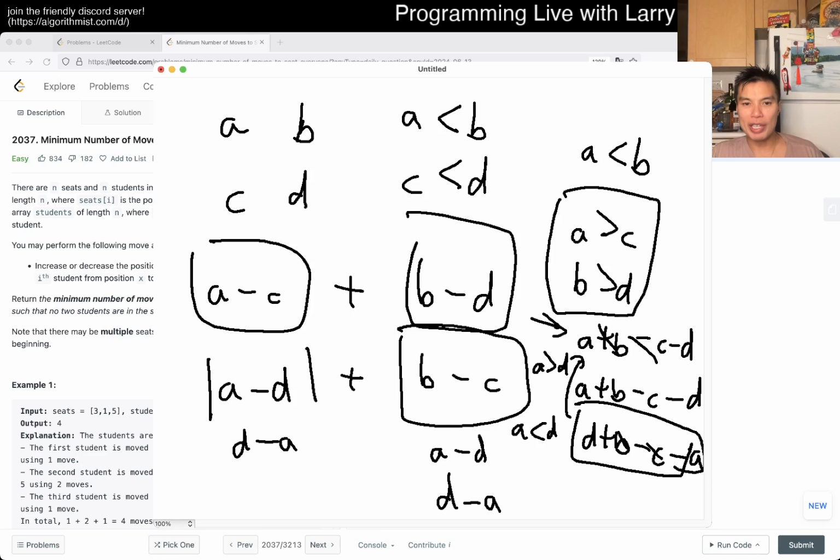But we already established that A minus D is negative in this case, because that's what we said, which is why we have D minus A as the positive. And so that means that by definition, this is smaller. So that's basically the idea.